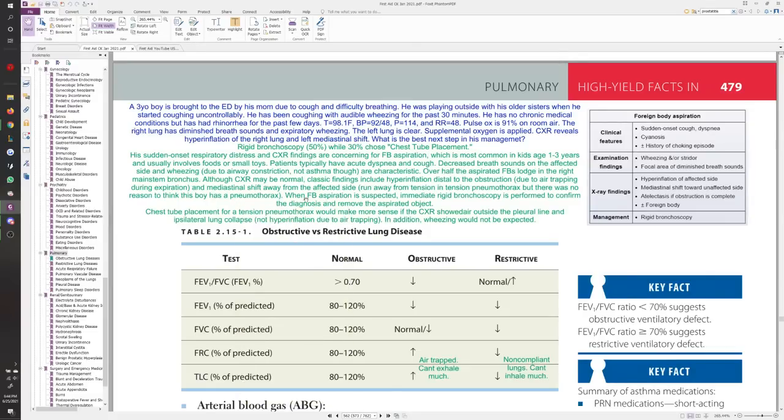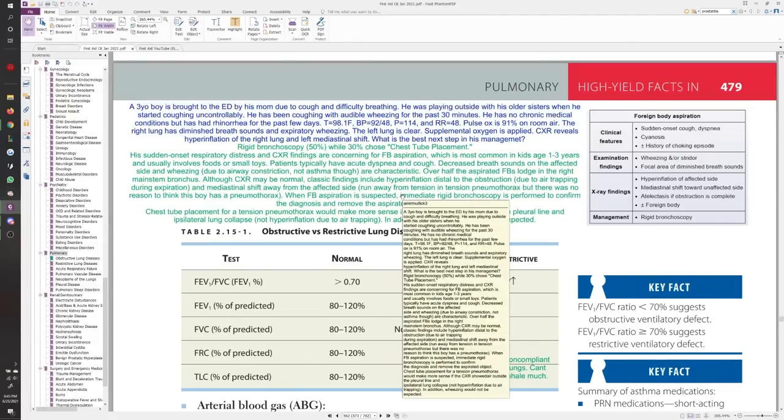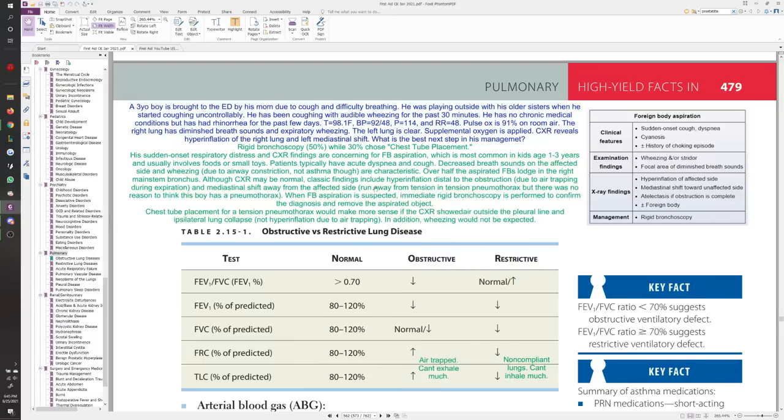In tension pneumothorax, but there was no reason to think this boy has a pneumothorax, right? While foreign body aspiration is suspected, immediate rigid bronchoscopy is performed to confirm the diagnosis and remove the aspirated object, and the child's going to be okay. Child most likely won't die, but it's really problematic when the child goes through this because they start freaking out and all that. Chest tube placement for a tension pneumothorax would make more sense if the chest x-ray showed air outside the pleural line and ipsilateral lung collapse, not hyperinflation.